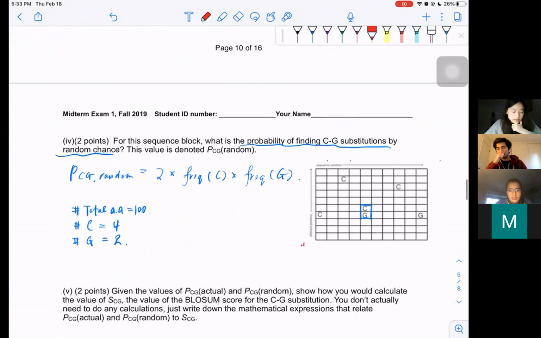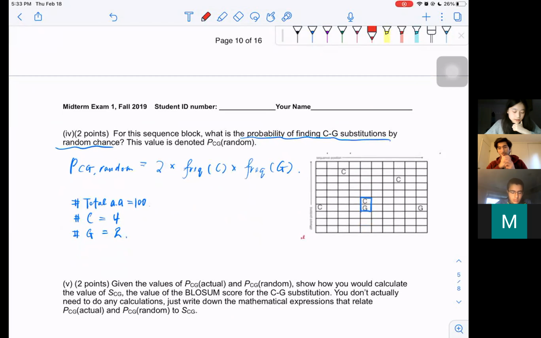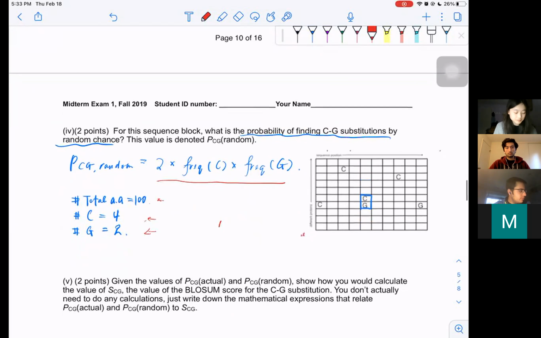All right, so number 4, the probability of finding CG substitution by random chance. Understanding this accounts for abundance. So using this equation, 2 times the frequency of C times the frequency of G, you just count the number of all amino acids, which is 100, the number of all C, which is 4, and the number of all G, which is 2. And then we plug into the equation.